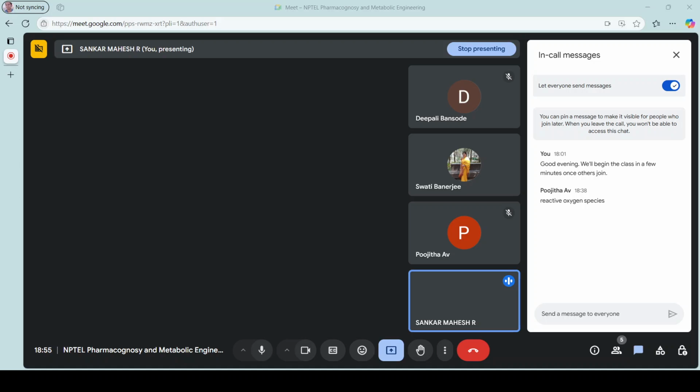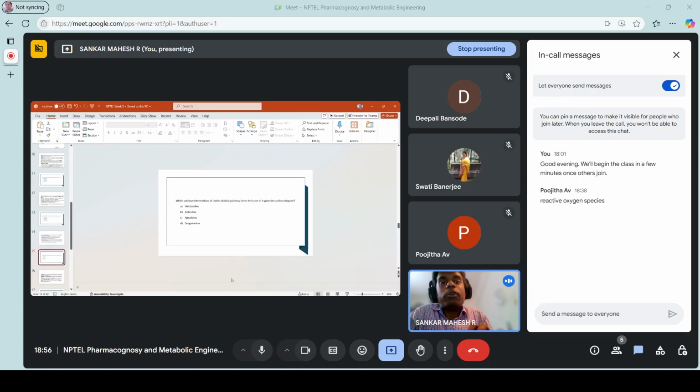The next question is which pathway intermediate of indole alkaloid pathway forms by fusion of tryptamine and secologanin? So the options are strictocidin, reticulin, ajmalicin, and sanguinarin. So here we have in the earlier weeks also discussed about reticulin and sanguinarin. In today's class, we have discussed about strictocidin and ajmalicin. You can take a couple of minutes and then try to think about the chemistry between tryptamine and secologanin. Then we'll discuss the answer. You can take a couple of minutes and then unmute.